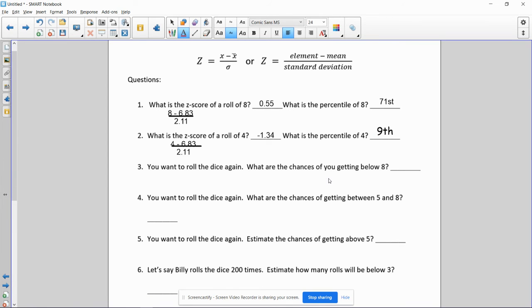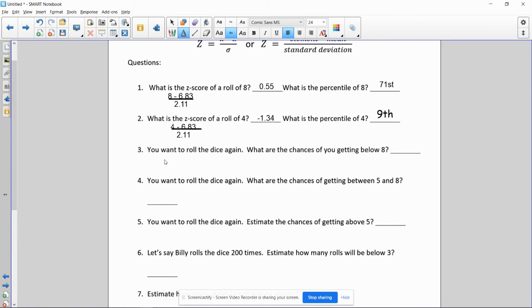Okay. All right, if you roll the dice again, what are your chances of getting below 8? Well, 8 is in the 71st percentile, so my chances of getting anything below 8, a 2, a 3, a 4, 5, 6, 7, or 8, is 71%.